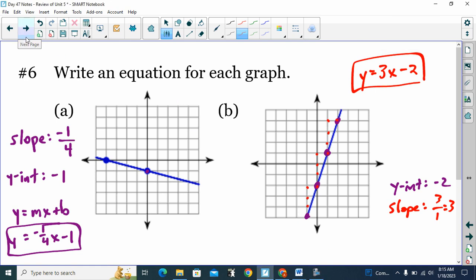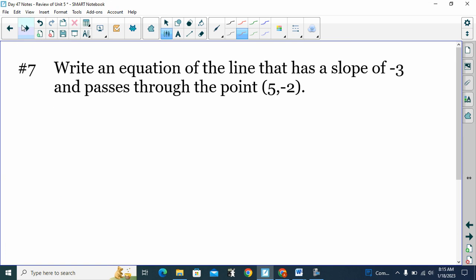And finally, question number 7. Write an equation of the line that has a slope of negative 3 and passes through the point 5, negative 2. We have slope, but we do not know y-intercept. It doesn't say what the y-intercept is. Instead, it gives us another point.